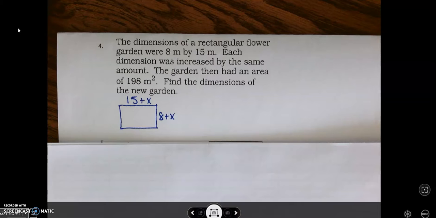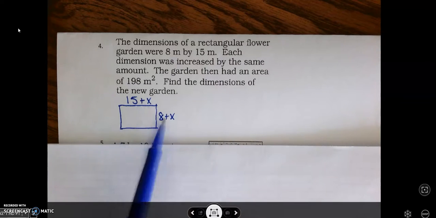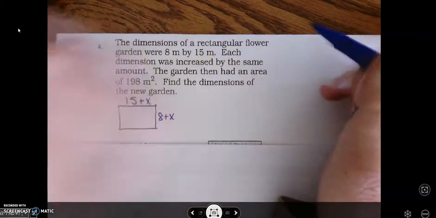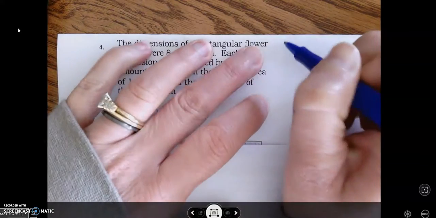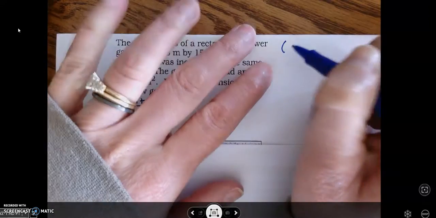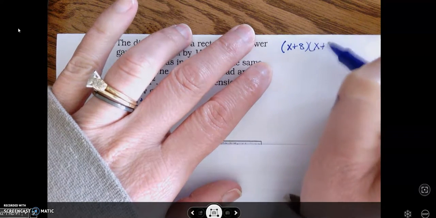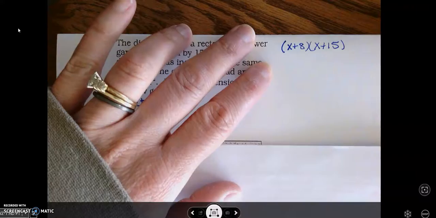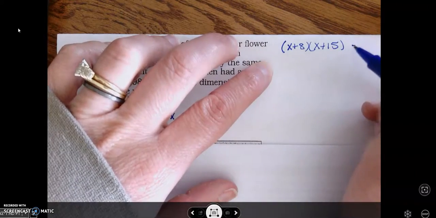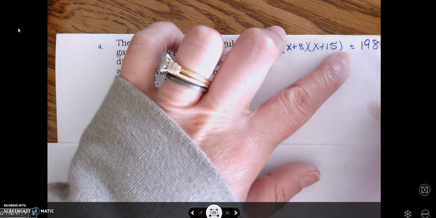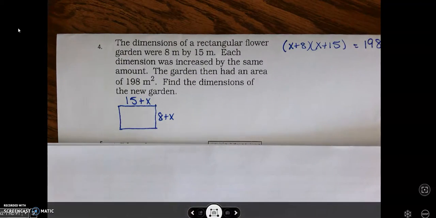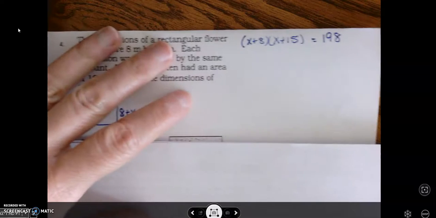So we've actually got a couple steps. When I go to do length times width on this one, this is a little bit different than the last couple, only because, and I'm going to turn that around, I'm going to make that x plus 8 and x plus 15. So this one is not just distributive property, this is at 198, we actually have to FOIL. So a little review of FOIL, which isn't bad.